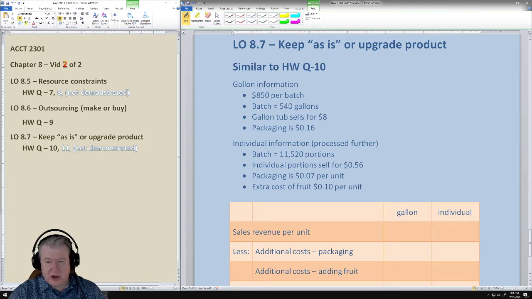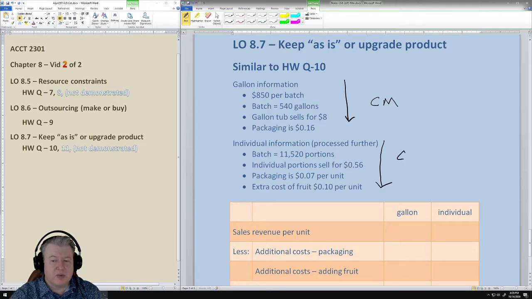The decision is, we could make little individual portions for people. But that would require, we'd still have to do all of this, and we'd have that cost structure. And we would have to do this additional amount of processing. So the idea is, do we make more contribution margin just doing this part? Or if we incur these extra costs, is the contribution margin after this going to be plus or minus? So these are our two scenarios.